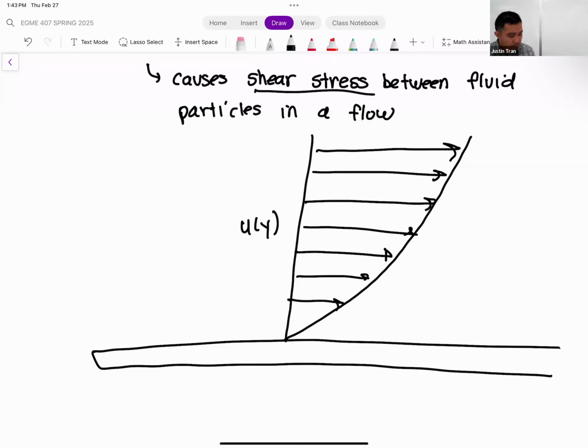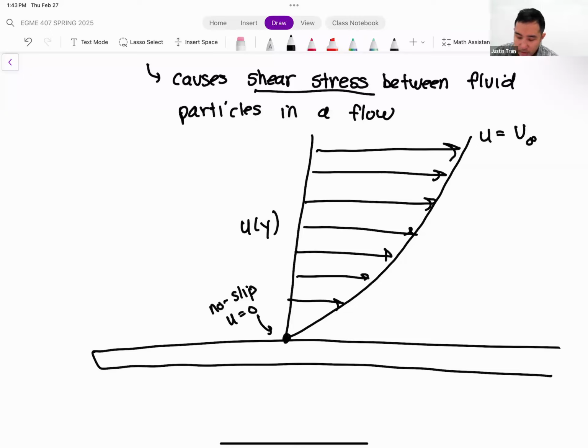So we know just from before that the velocity has to be 0 down here because of no slip. So u is equal to 0. And then up here, u is going to be the free stream velocity, u infinity. But all along the way, we have almost every intermediate value of velocity going up there.